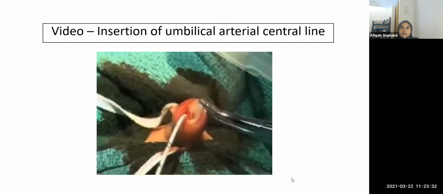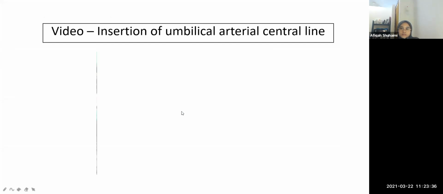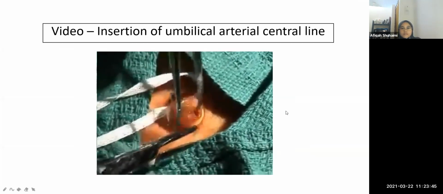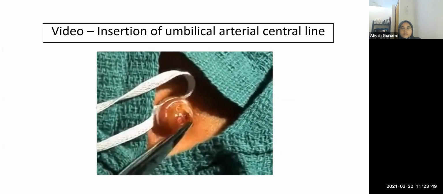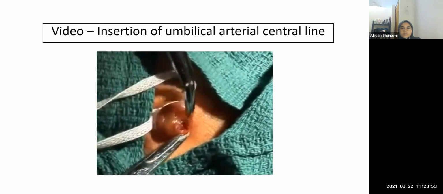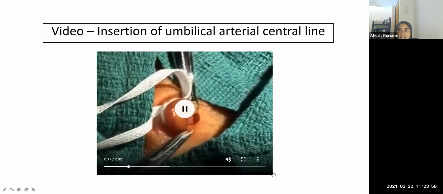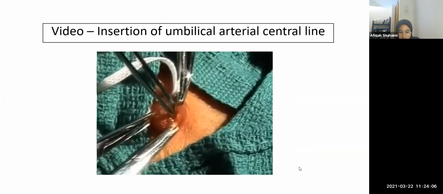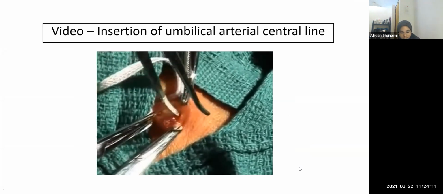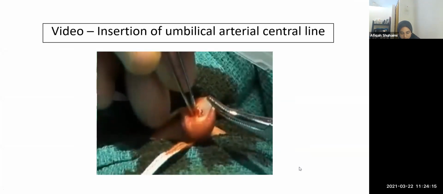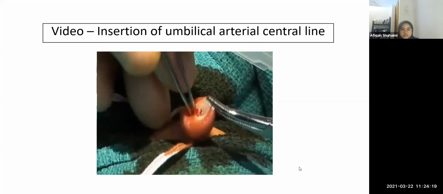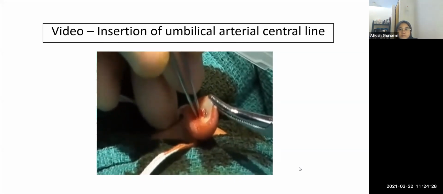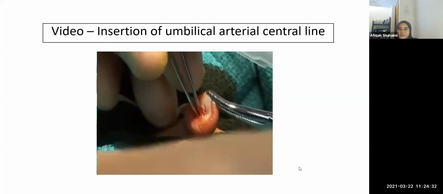Next, the technique. Can you play the video? Try to unmute. Maybe we can move on.